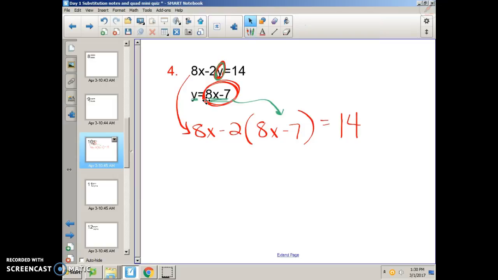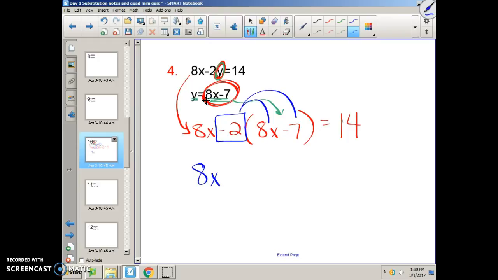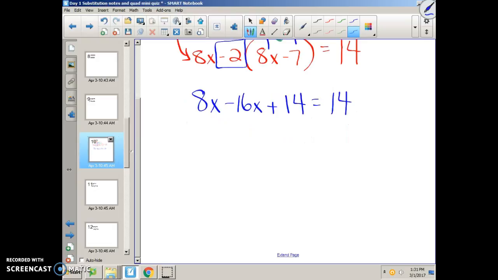Now I got to do all my math to solve. Feel free to pause here, try and do it yourself. You can probably do the algebra on your own just fine. If not, watch and take notes. Got to distribute the -2 first. We have 8x and then -2 times 8 is -16x. -2 times -7 is positive 14. And it equals 14. And then you're just doing algebra from there.